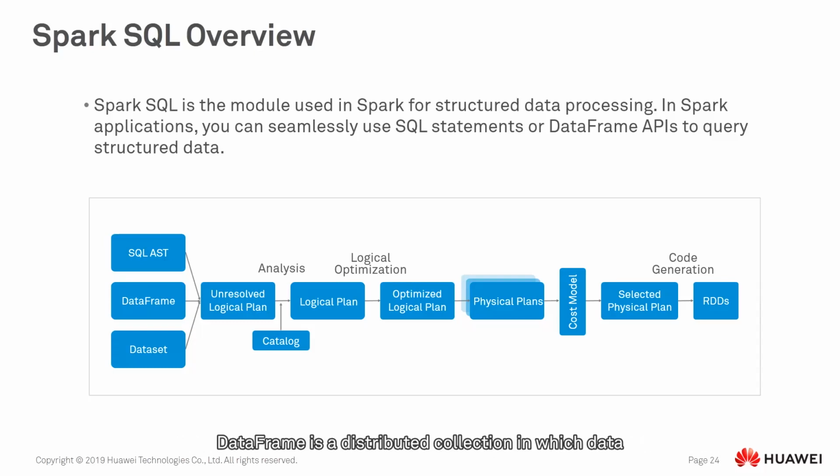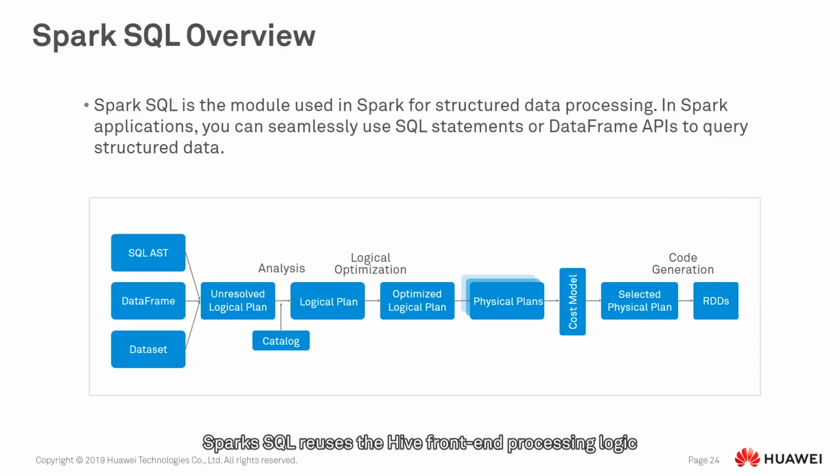Here, a DataFrame is a distributed collection in which data is organized into named columns. Spark SQL and DataFrame also provide a universal method for accessing multiple data sources such as Hive, CSV, ORC, and JSON. These data sources also allow data interaction.